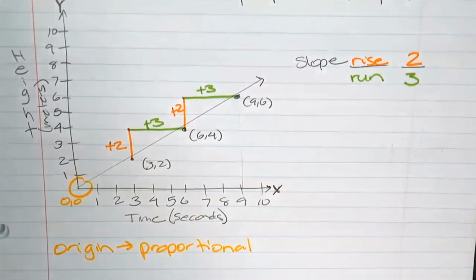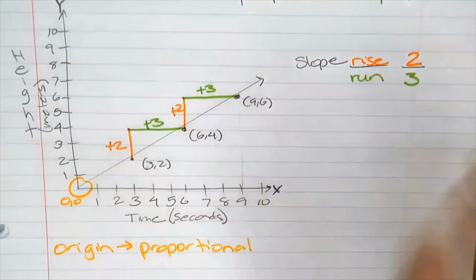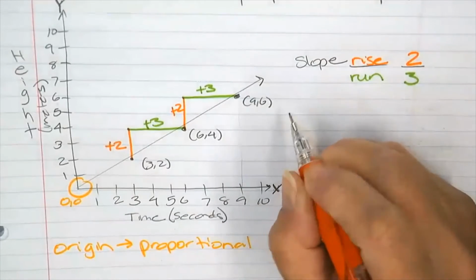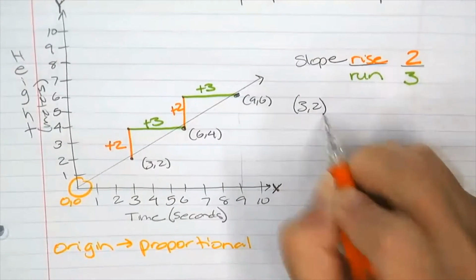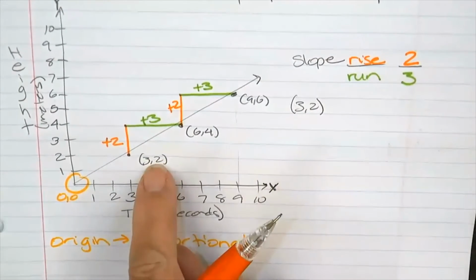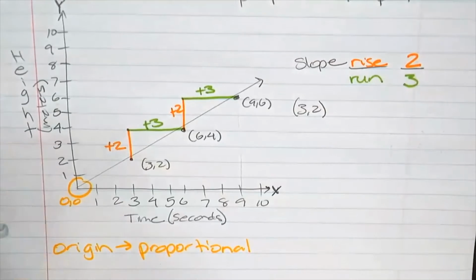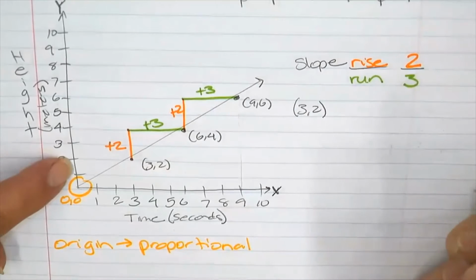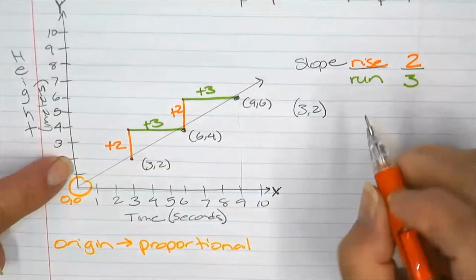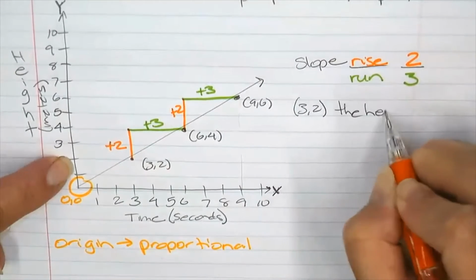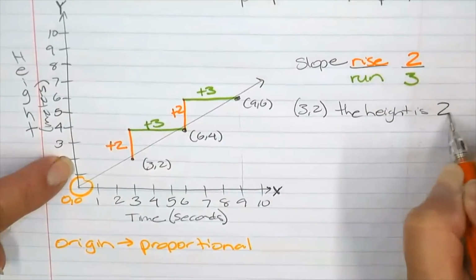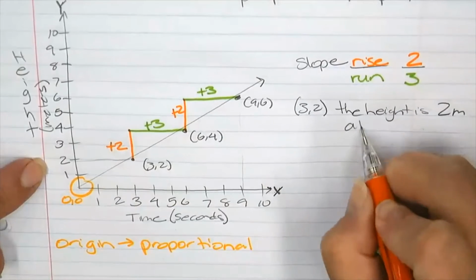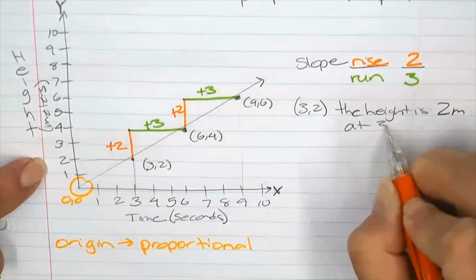Now, let's talk about how to interpret these points. So we have the point 3, 2. What does this point mean? When we read the points, we read the y first, then the x. So this means the height is 2 meters at 3 seconds.